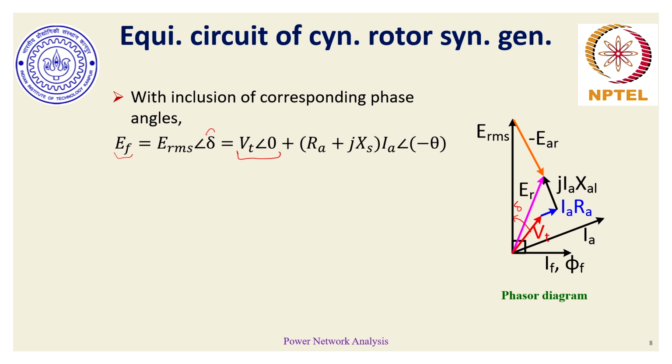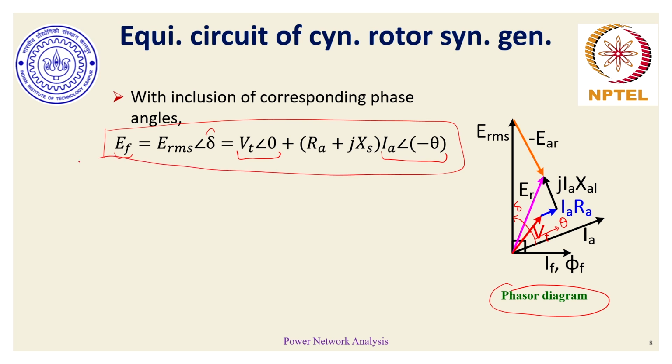Depending on the load connected to the synchronous generator, assuming that load to be an inductive load for the phasor diagram shown over here, the current is lagging the terminal voltage. So the angle between terminal voltage and current is theta, which is shown over here, Ia at an angle minus theta. We can draw the phasor diagram which correlates this entire equation.